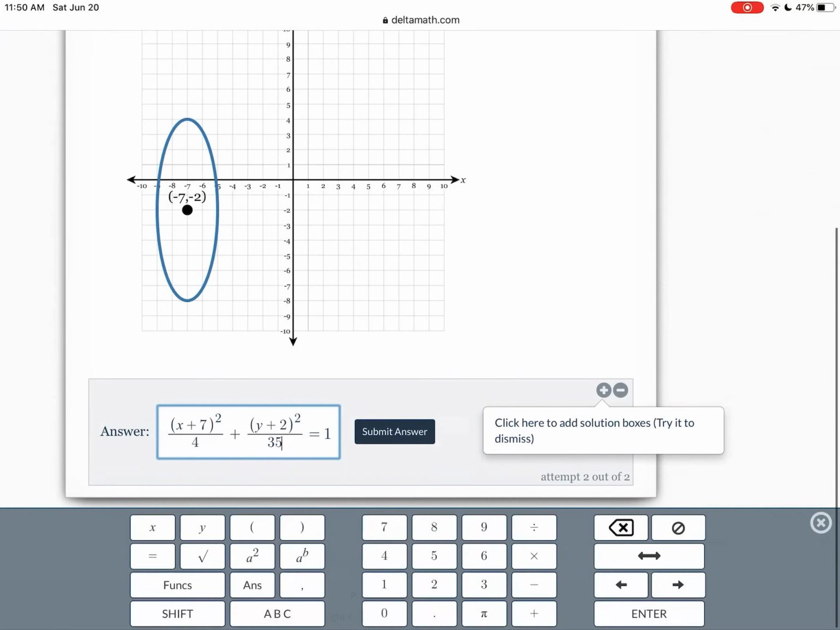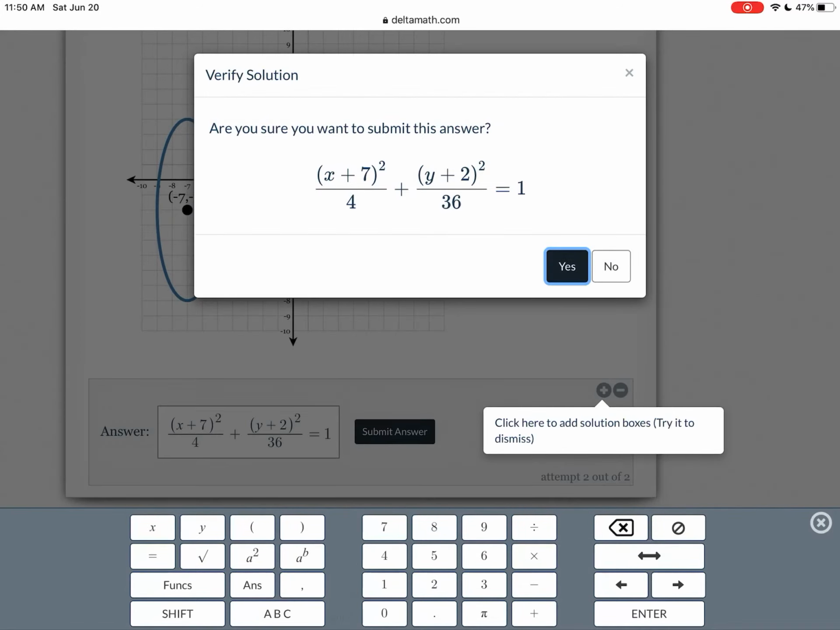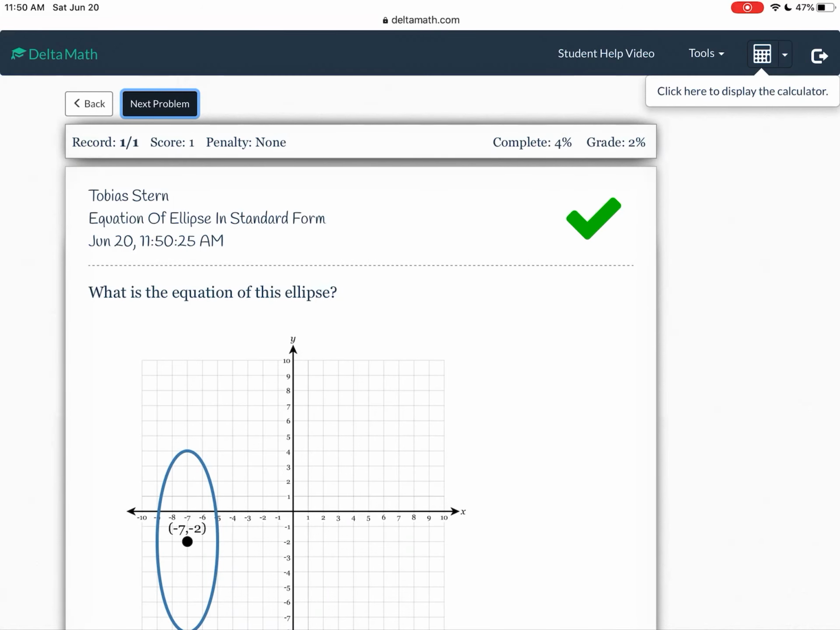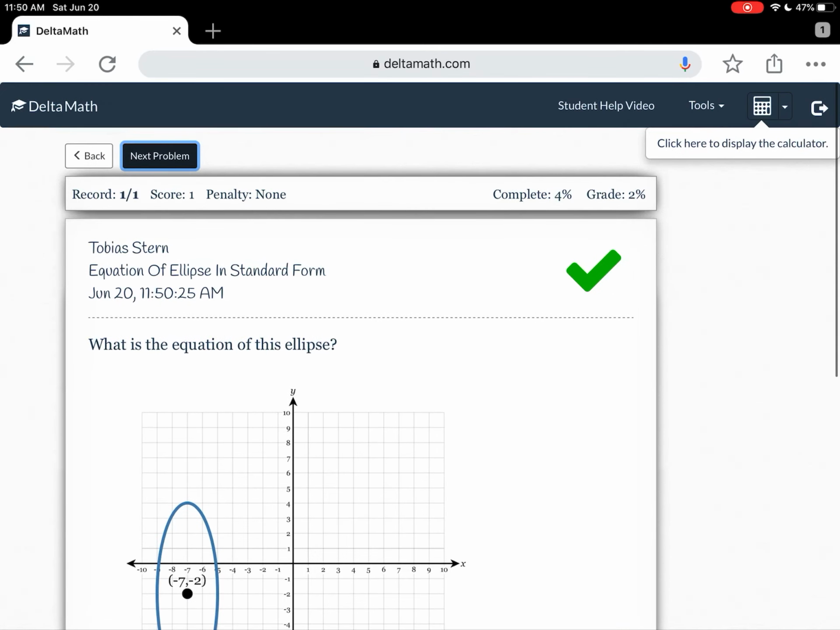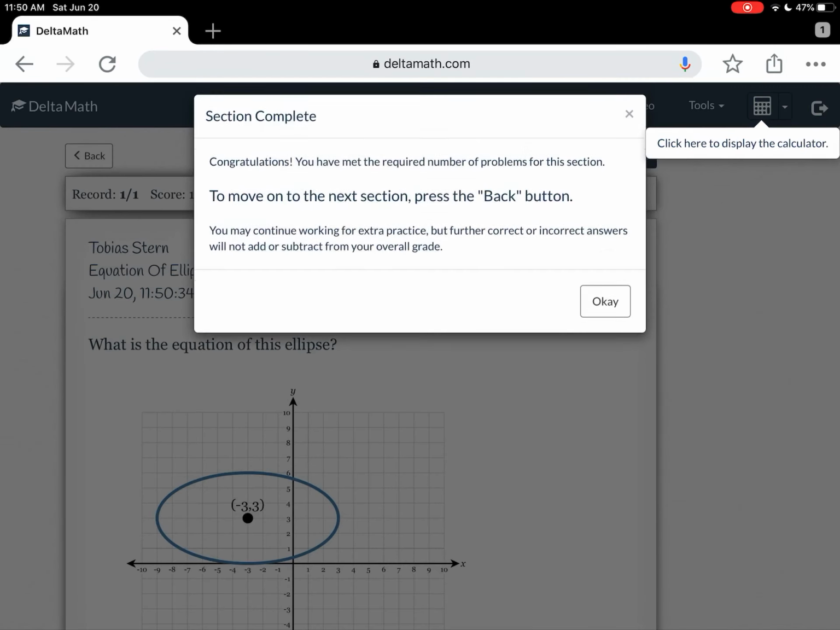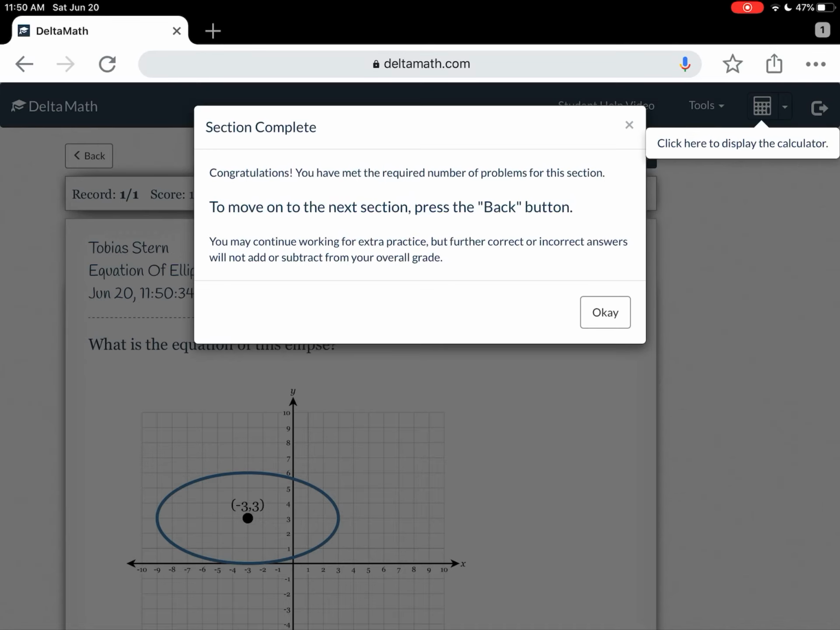And I'm going to go into the answer field again and just delete that. Okay, now this should be correct if I did everything right. Let's try it. Okay, and you see that it is indeed correct. It shows you the green check mark. Okay, so there you go. Now you can click Next Problem. Section complete. Move on.